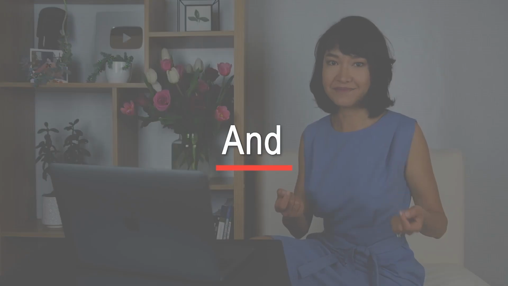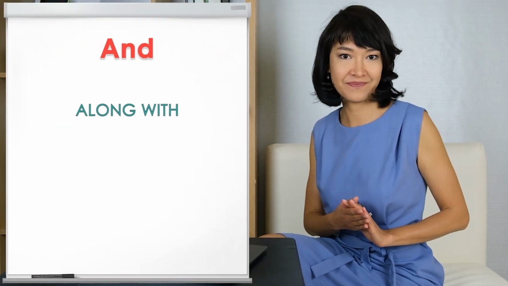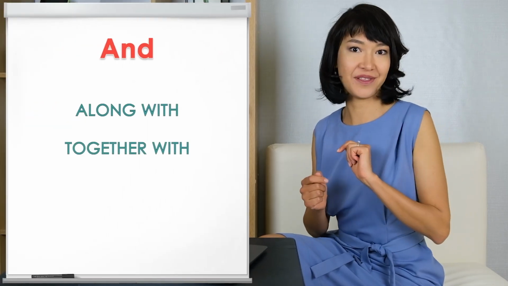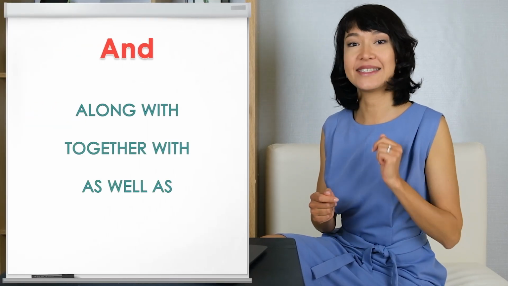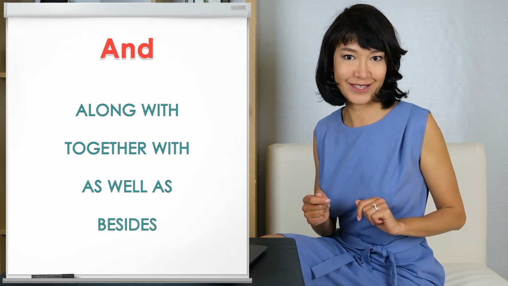Now, let's leave contrast and comparing to one side for a moment and think about some simple ways to add new information to what we have just written. Of course, the word we often use to do this is and. But there are synonyms we can use instead, such as along with, together with, as well as, and besides.